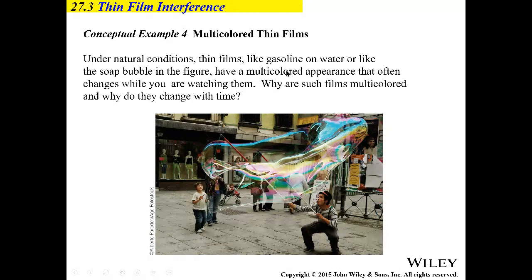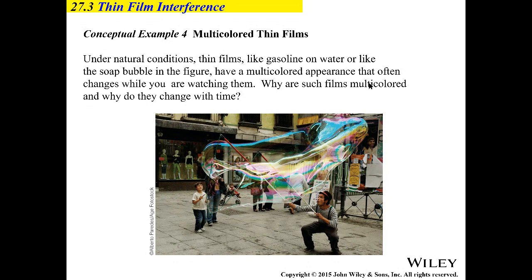And now they say it has a multicolored appearance that often changes while you're watching them. Why are such films multicolored, and why do they change with time? Now, that's a good question. Why are they multicolored? Well, that's because when you are seeing it, you're seeing the soap bubble at different angles, right? This part of the soap bubble, the film where the light came out at this angle to me, whereas this part of it came at a different angle. So the destructive interference occurred for different wavelengths.